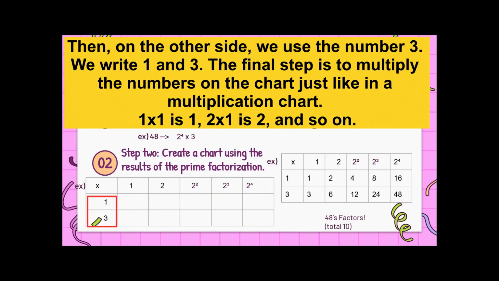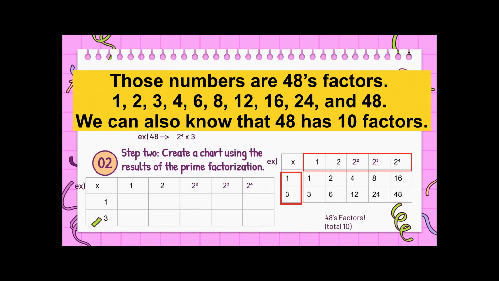Then on the other side, we use the number 3. We write 1 and 3. The final step is to multiply the numbers on the chart just like in a multiplication chart. 1 times 1 is 1, 2 times 1 is 2, and so on. Those numbers are 48's factors: 1, 2, 3, 4, 6, 8, 12, 16, 24, and 48. We can also know that 48 has 10 factors.